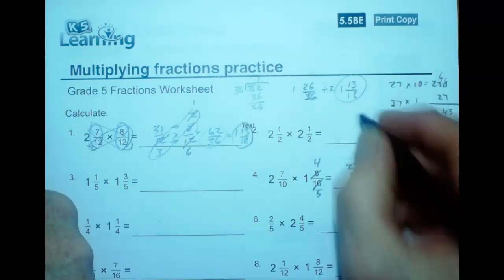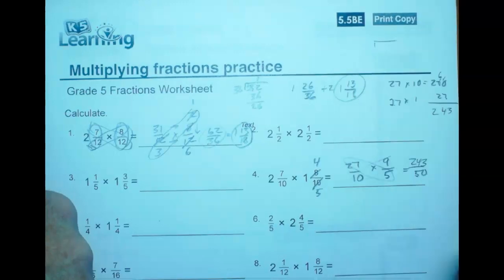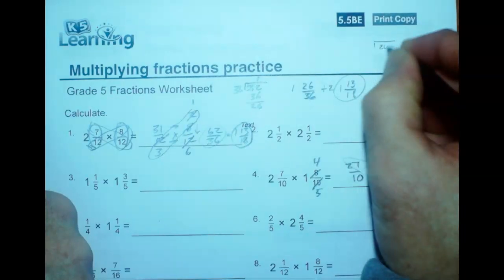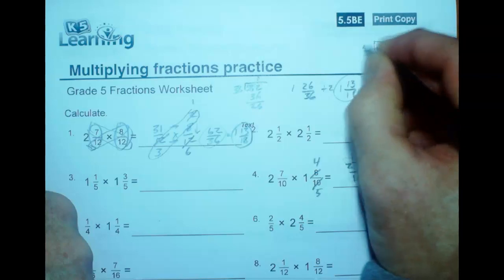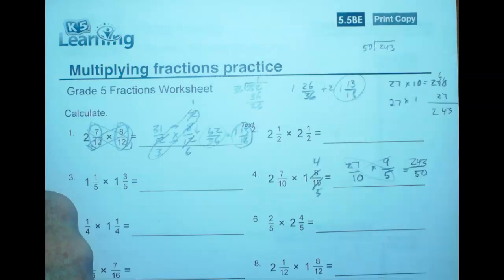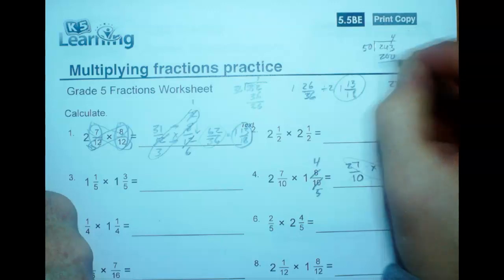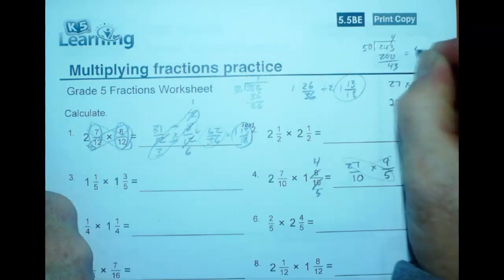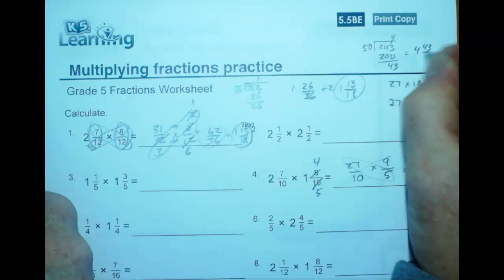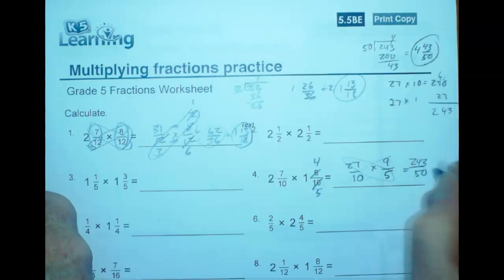Go on up here and divide 243 by 50 to simplify that. Well, it's going to go in there 4 times, which is 200, and have 43 remainder, so it's 4 and 43 fiftieths. Now, challenging, right? Let's do one that's a little bit easier.